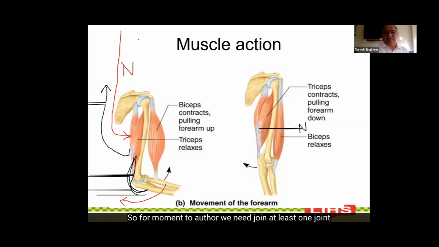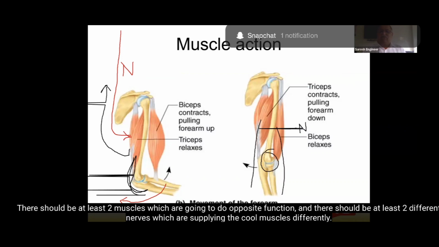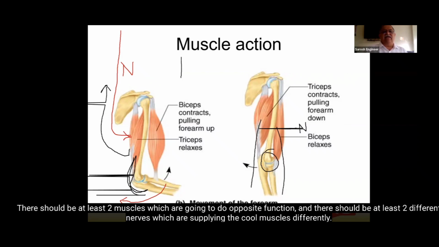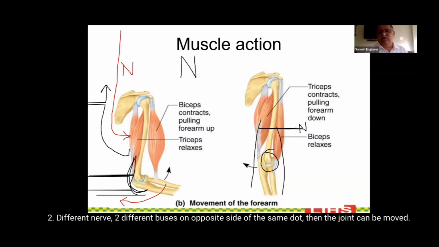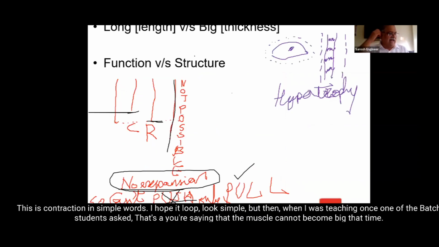So for movement to occur, we need a joint, at least one joint. The muscles which are causing movement have to cross the joint, on the opposite sides, both sides. There should be at least two muscles which are going to do opposite function, and there should be at least two different nerves which are supplying the two muscles differently. Two different nerves, two different muscles on opposite sides of the same joint, then the joint can be moved. This is contraction in simple words. I hope it looked simple.